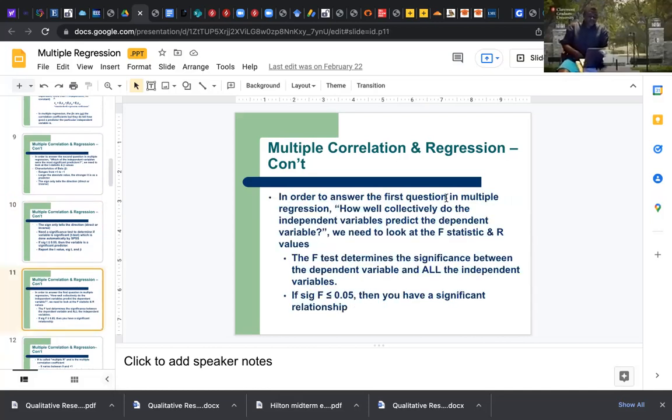So for the first question, which is how well the variables predict collectively, you have to report the F statistic or the R value. The F test determines the significance of the relationship between the dependent variable and all the independent variables.